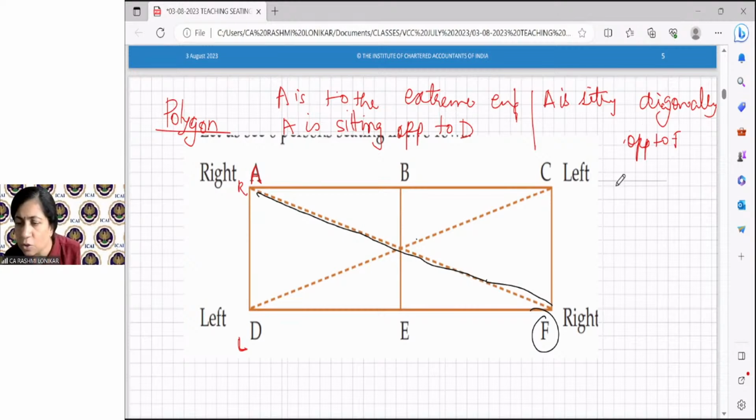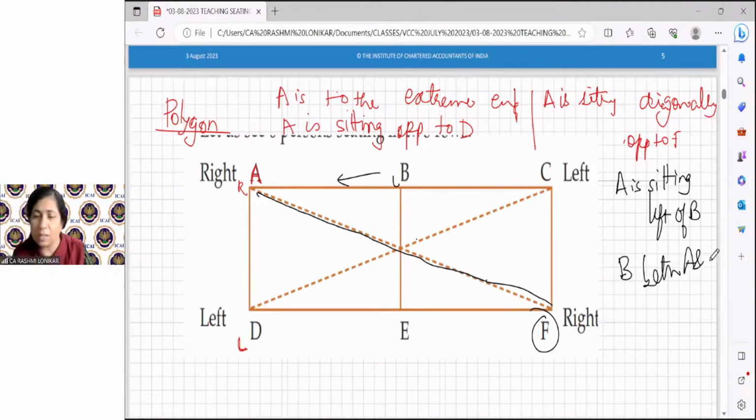You may even have A is sitting to the left of B. Because this is B, this is B's left hand side. Where is A sitting? A is sitting to the left of B. You may even have B is sitting between A and C. So these are the various words that you may have.